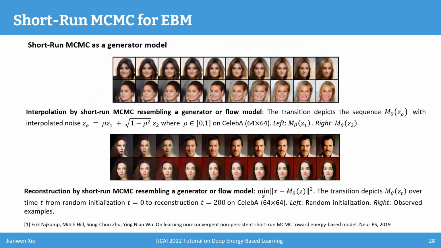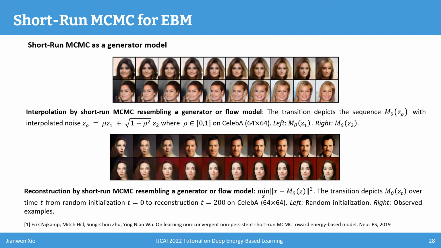As we mentioned, the short-run MCMC can be considered a latent variable model or a generator. Therefore, it can be used for reconstruction or interpolation. In the top figure, we show that with the short-run MCMC generator, we can find latent variable z for each image and perform linear interpolation on the latent space.